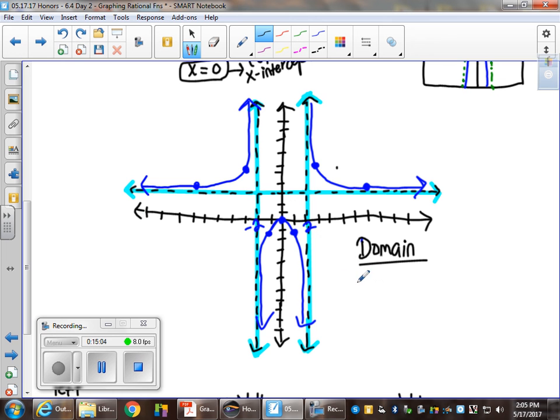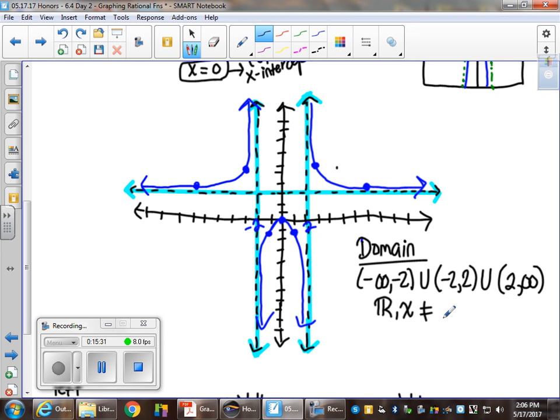So negative infinity to negative 2, union, negative 2 to 2. That's part of the graph, right? This whole piece. Notice all parentheses, union, 2 to infinity. If you were going to use set notation, this would be all real numbers, x not equal to negative 2 or 2.